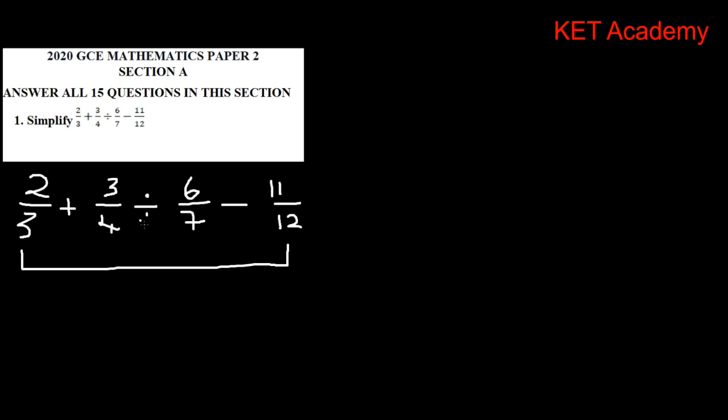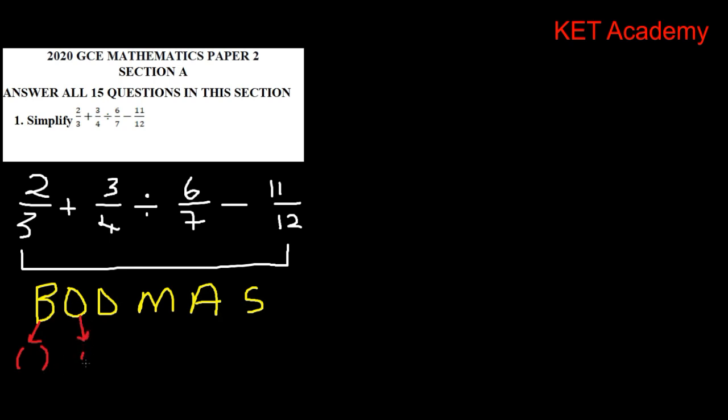So now normally we are supposed to follow a particular rule, and there is an acronym known as BODMAS. So what you need to do is just to memorize this. So here in BODMAS, the B simply means bracket, the O simply means of, the D is division, the M is multiplication, the A is addition, and the S is subtraction.